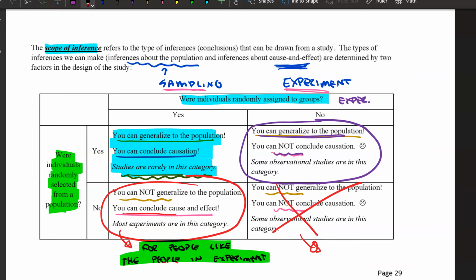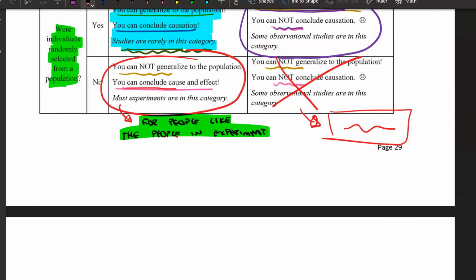I mean, you could say, for people like the people in this study, there is an association between these two variables, but I don't know if one is causing the other, or the other is causing the one, or if there's some other variable that's causing all of it, right? So it's not a worthless place to be. It's just not a real solid statistics place to be, okay? So ask these two questions whenever they're talking about scope of inference.